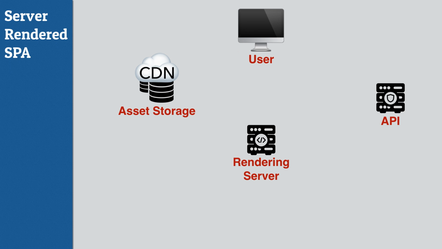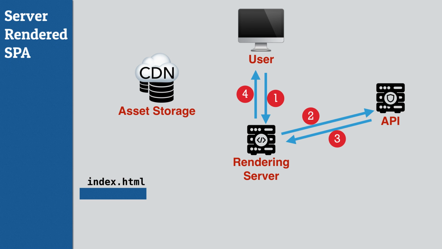So if we look at what a server-side rendered single-page app looks like, the user will request index.html. The asset serving layer will then go and get data from the API. This may be repeated one or more times. It will come back, the HTML will be assembled, and it will be returned to the browser. At this point, the browser starts parsing through this HTML document.